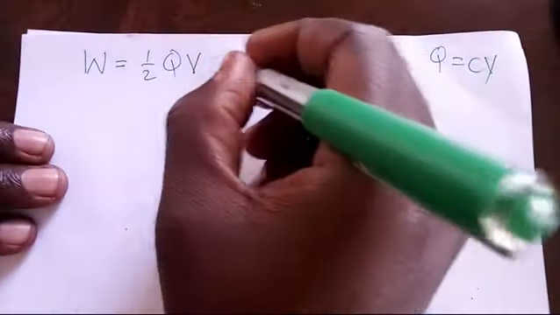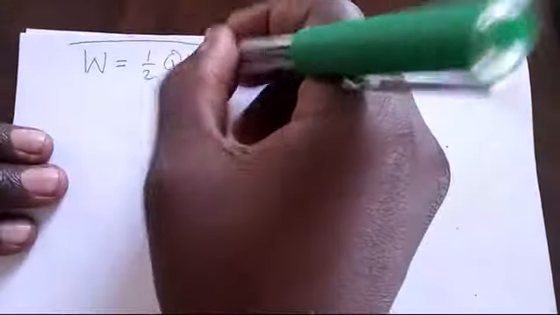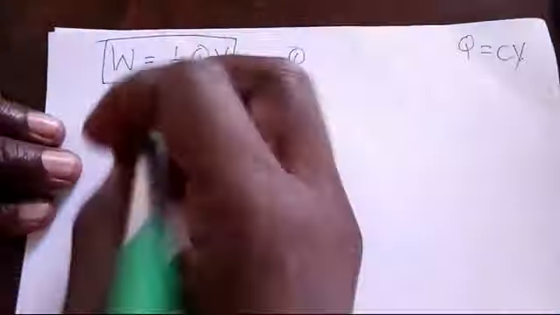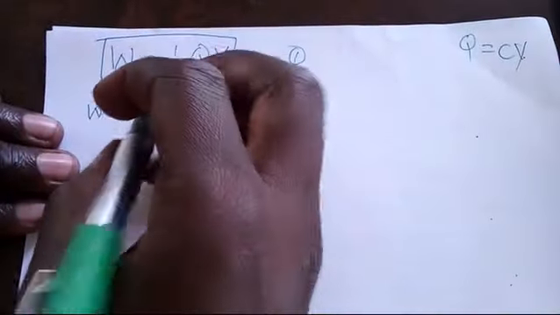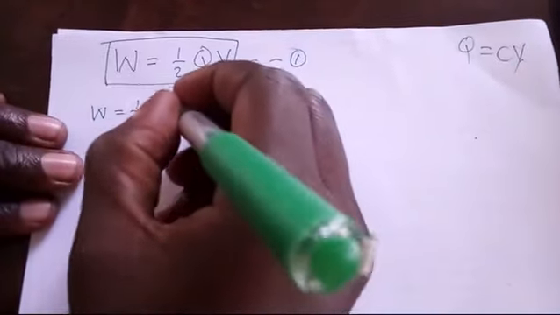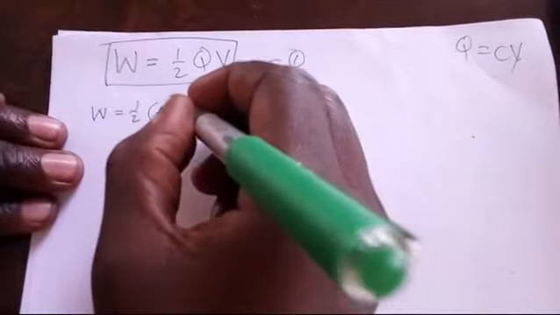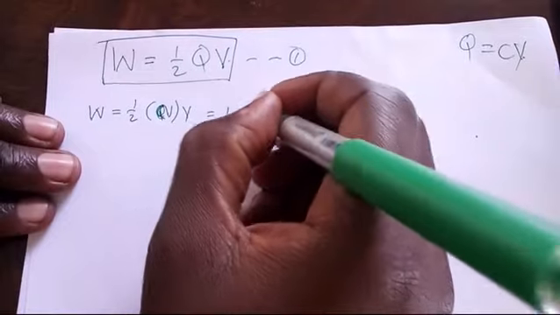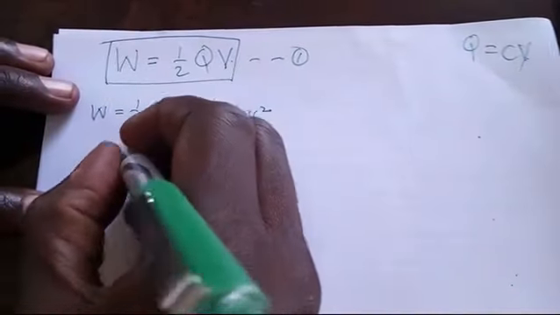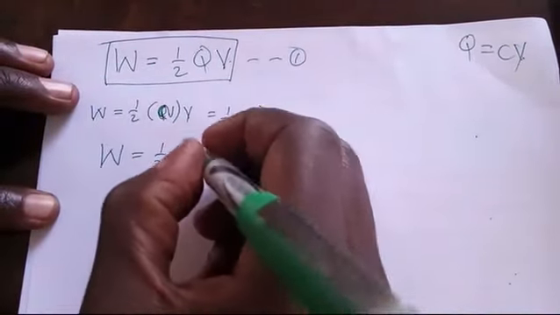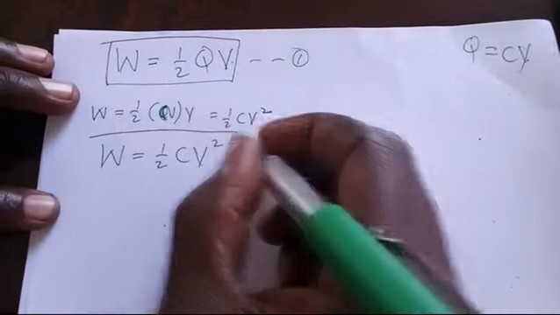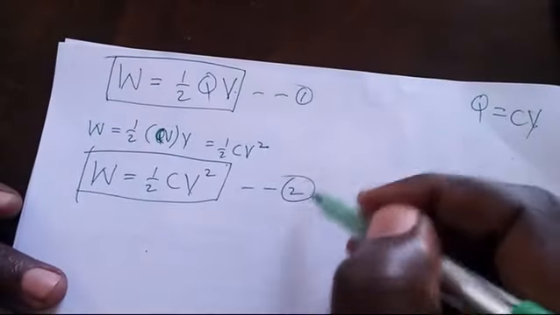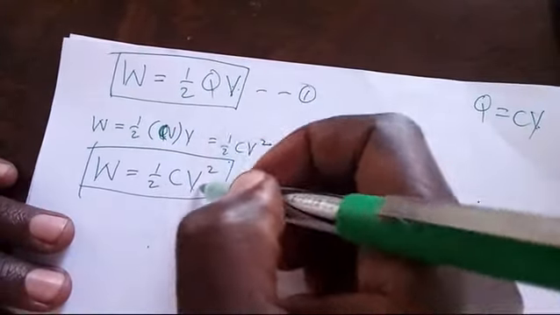If you don't know Q, remember this formula: Q is equal to CV. I'm going to call this one equation 1. If you don't know Q, substitute CV in the formula, and then you have work done is equal to half into CV for the Q, and then you still have V there. So this is half CV squared. So you get the second formula: work done is equal to half CV squared. I'm going to call this one equation 2.